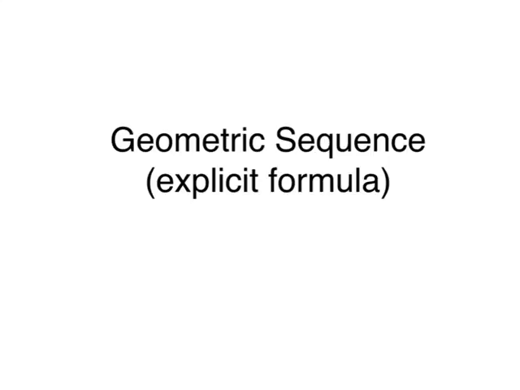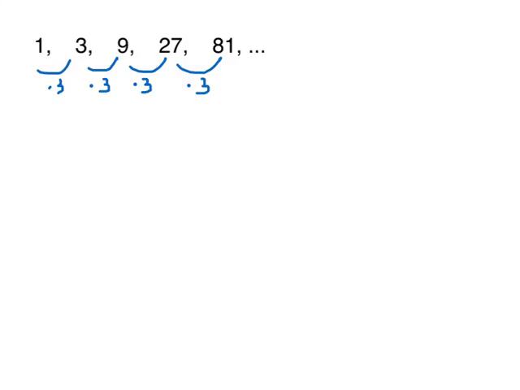Let's see how we're going to write an explicit formula for a geometric sequence. A geometric sequence is basically a list of numbers that is either increasing or decreasing by a multiplying factor. This geometric sequence is increasing by a rate of times 3. So each time you want to find the next number, just multiply it by 3 to get the next one.